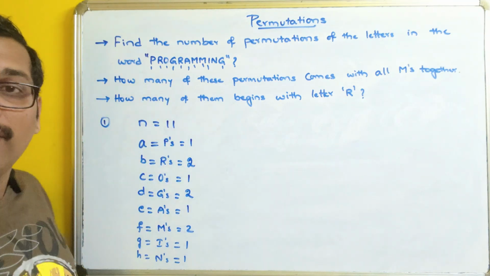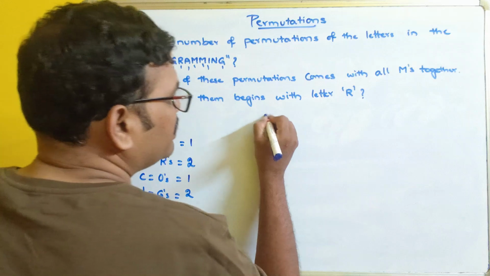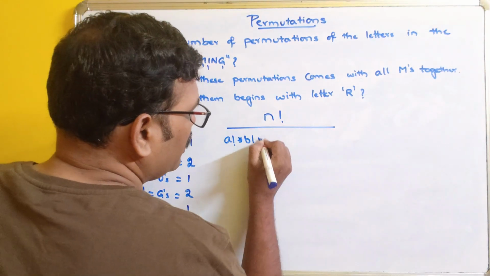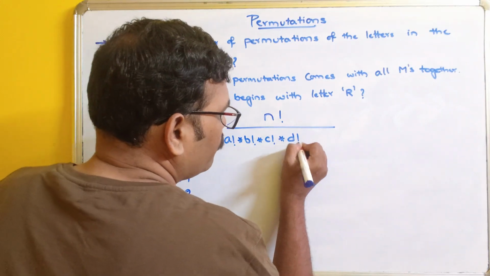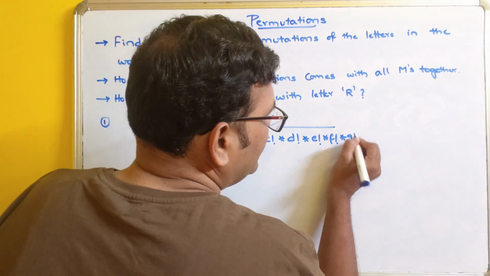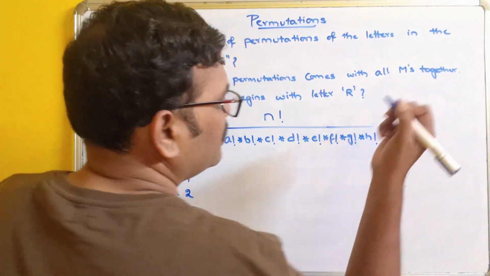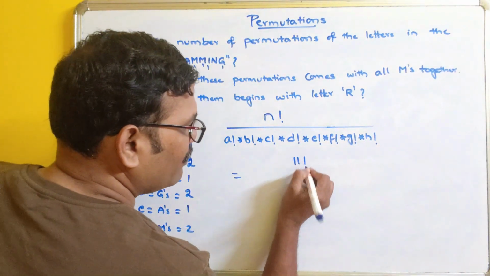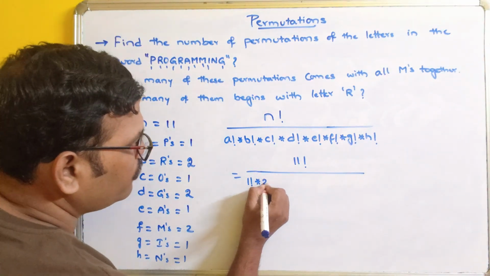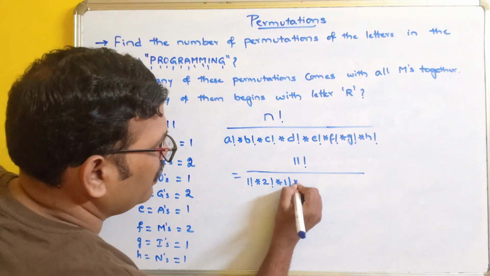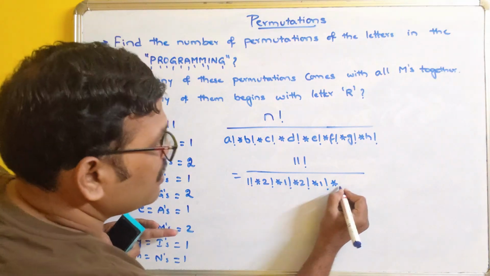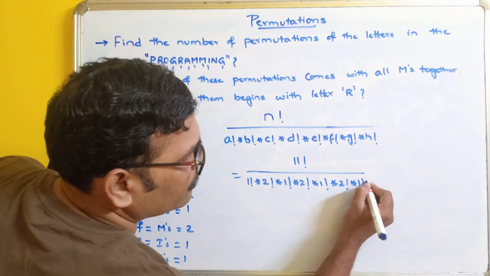So in total we got 11. So how can we solve it? Same formula: n factorial divided by a factorial into b factorial into c factorial into d factorial into e, f, g, h. So the same thing, we will go with 11 factorial whole divided by 1 factorial, 2 factorial, 1 factorial, 2 factorial, 1 factorial, 2 factorial into 1 factorial into 1 factorial.